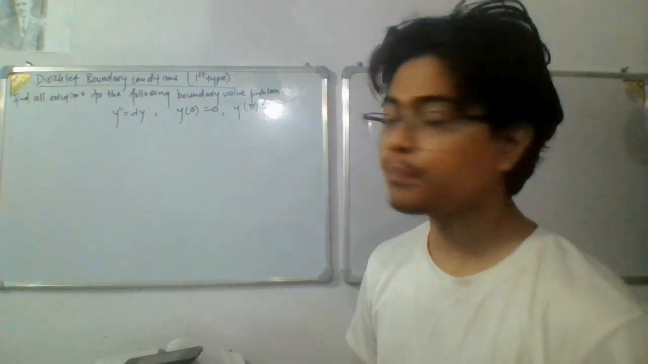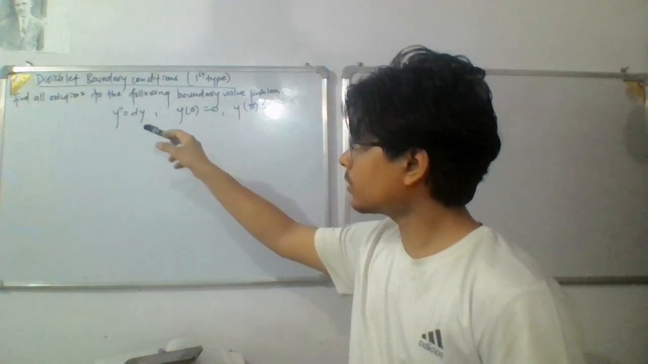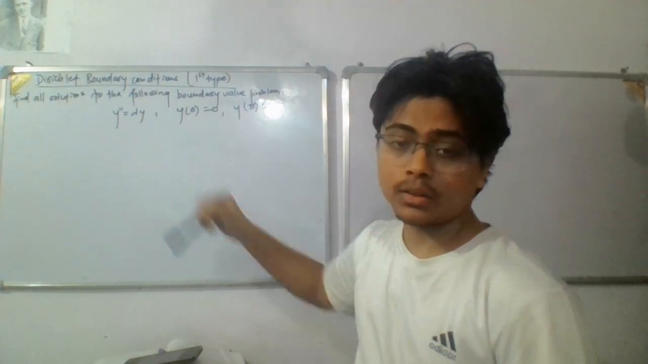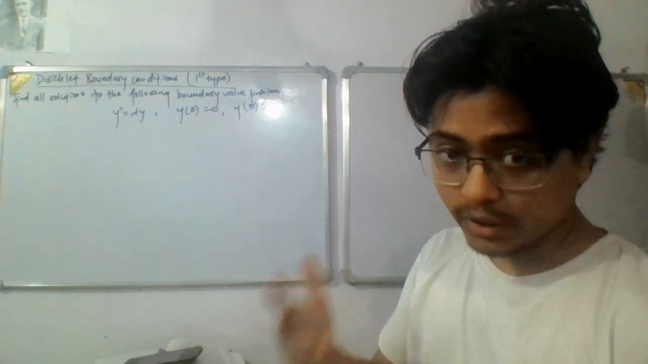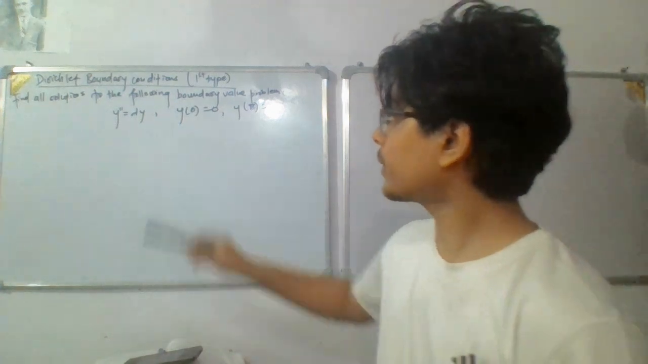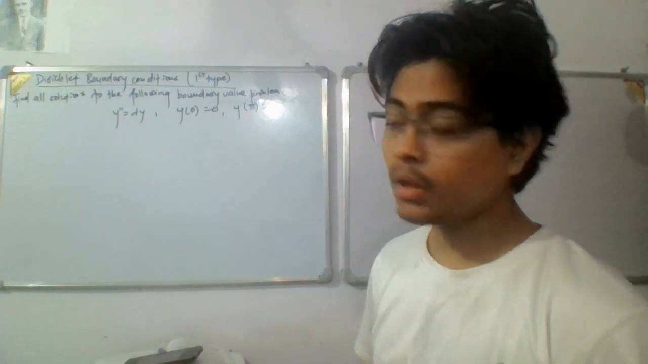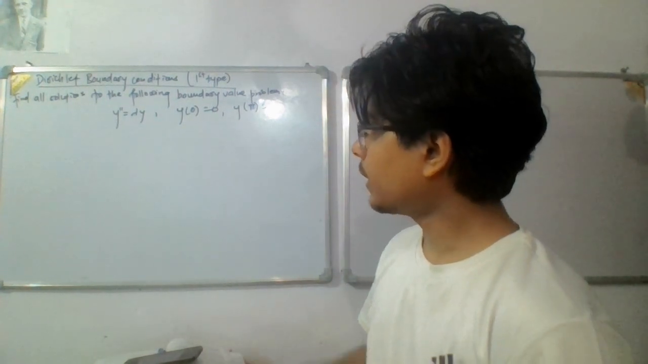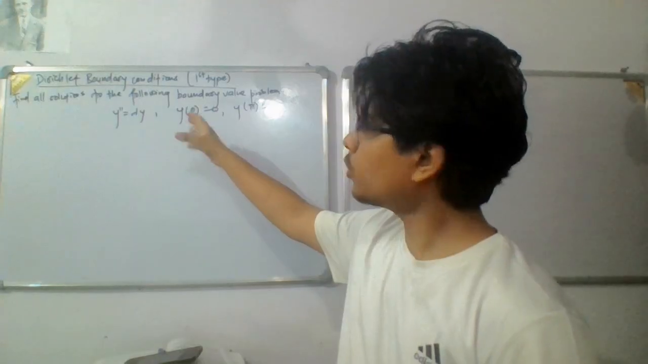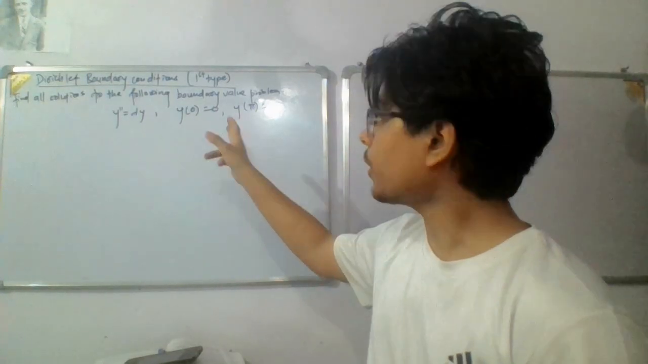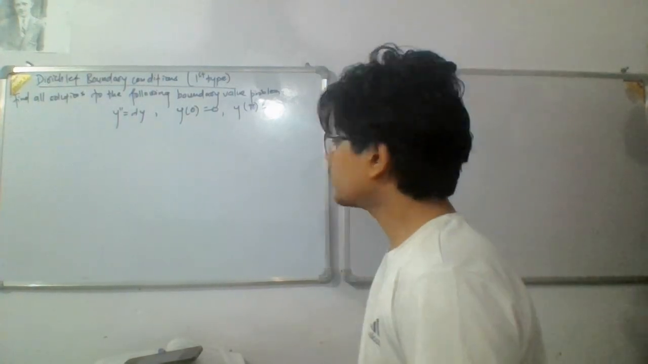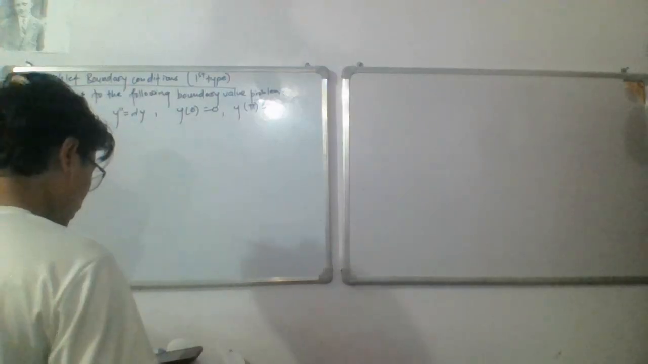Now you may notice we have a second order ordinary differential equation, and we have two boundary conditions. Now the two boundary conditions, you can see there is no differentiation in those boundary conditions. You should notice that. Okay, now let's see how to solve this.